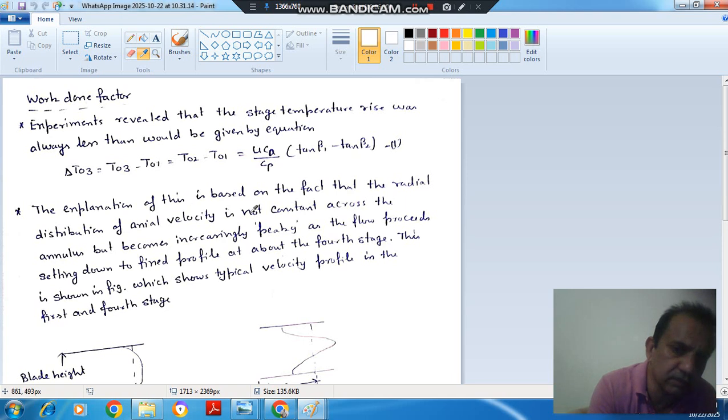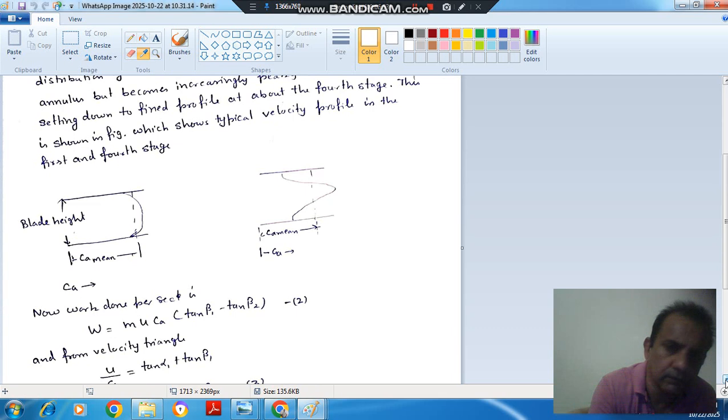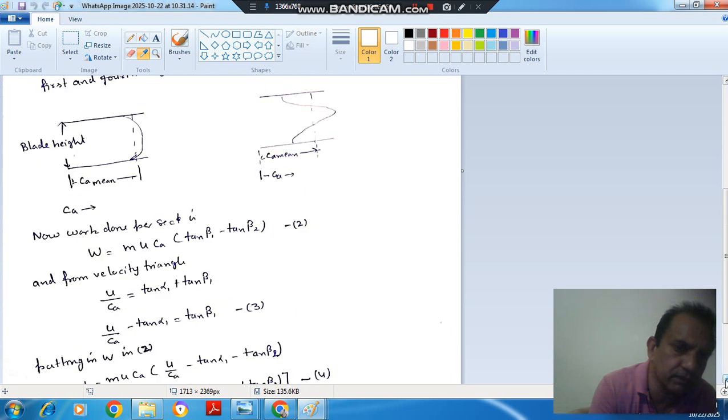The explanation of this is based on the fact that the radial distribution of axial velocity is not constant across the annulus, but becomes increasingly peaky as the flow proceeds, settling down to a fixed profile at about the 4th stage. This is your 4th stage. This is shown in the figure, which shows the typical velocity profile in the first and 4th stage.